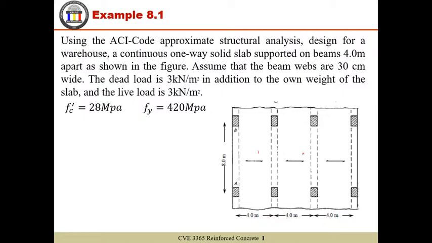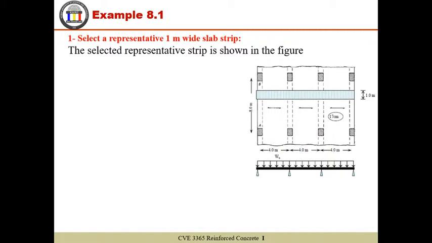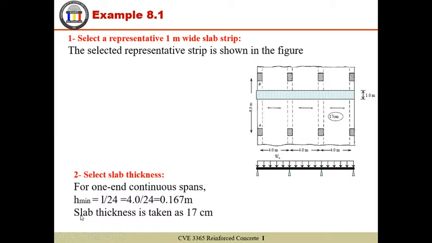So select a 1 meter strip. This is the 1 meter strip. As you can see, it is in the short direction, and this is the longitudinal section. And then find the slab thickness. So this is continuous. That's why we use L over 24. If you take a look at this span, this is one end continuous. That means it is L over 28. This is L over 24.